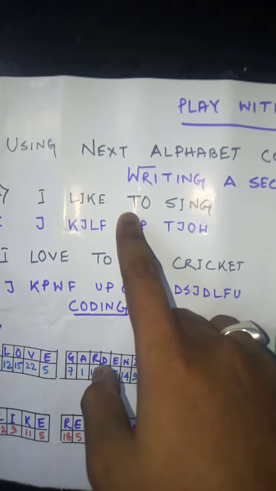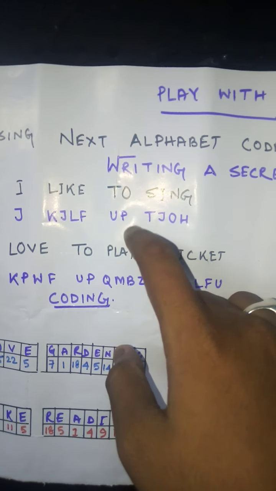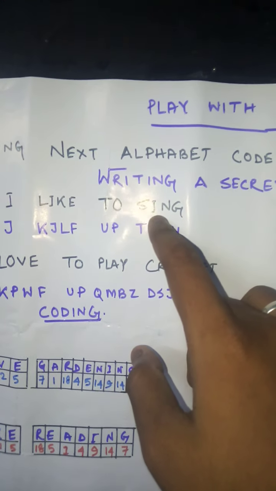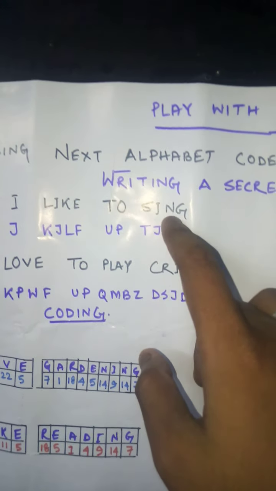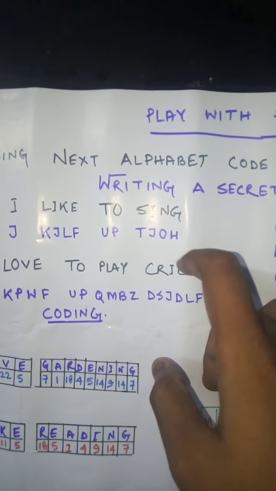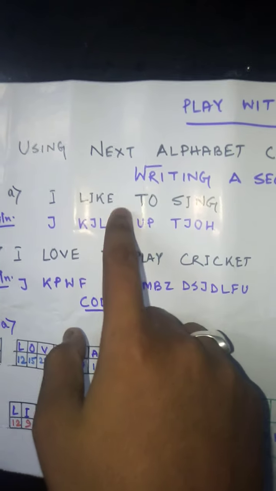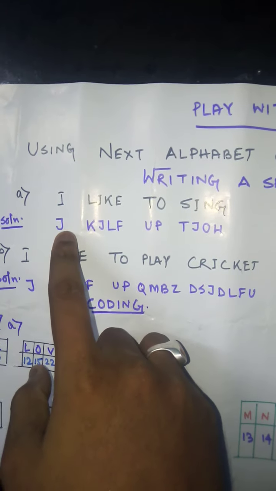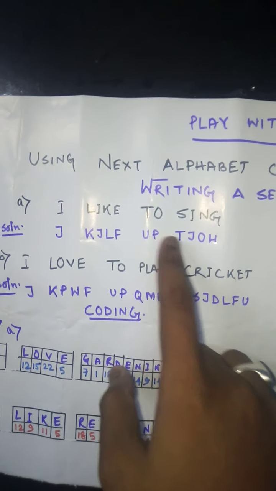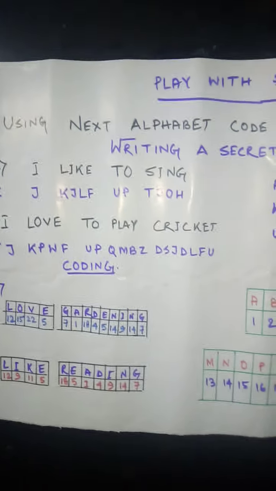Similarly, for T the next alphabet is U, for O it is P, for S it is T, for I it is J, for N it is O, and finally for G it is H. In order to code "I like to sing," we got J, M, J, L, F, U, P, T, J, O, H.